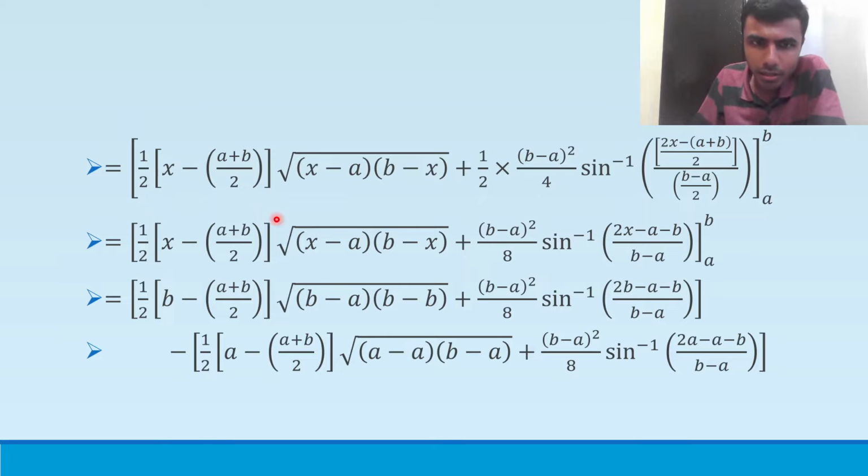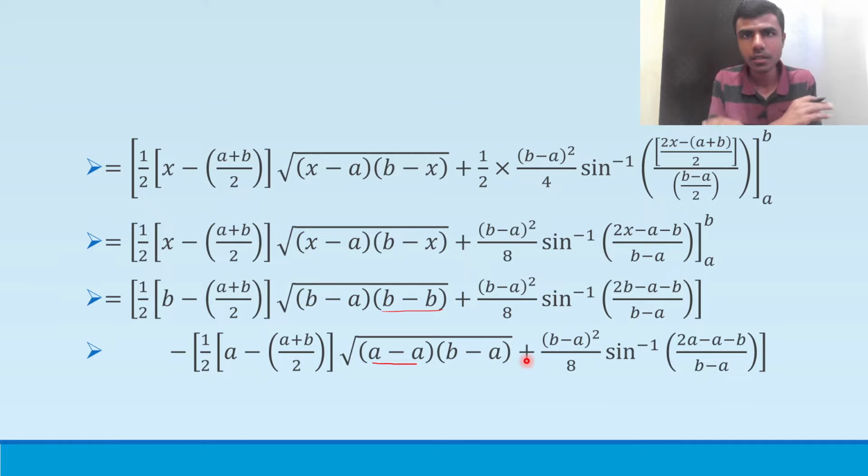What is that? Just observe this, guys. Here I have b minus b. What is b minus b? 0. Now 0 into this entire thing will be 0. The first half entirely is 0 of the first bracket. Now let's go to the second bracket. In the second bracket also, if you observe, I have a minus a. What is a minus a? 0. So again, this entire first half is going to be 0.